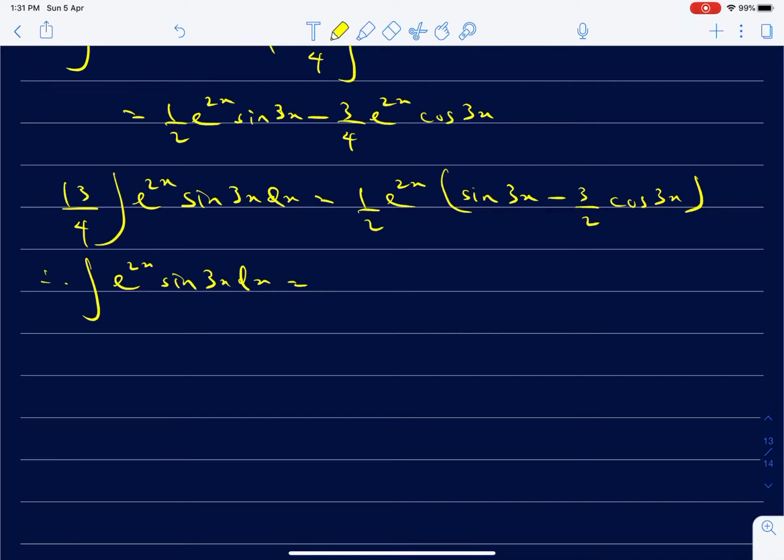4 over 13. If you divide the right hand side by 13 over 4, of course, you're going to have 4 over 13 times 1 over 2 e raised to the power 2x multiplied by sine 3x minus 3 over 2 cos 3x. And then you can put the constant of integration C.